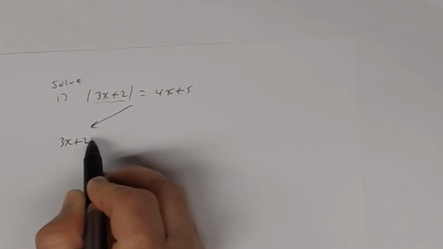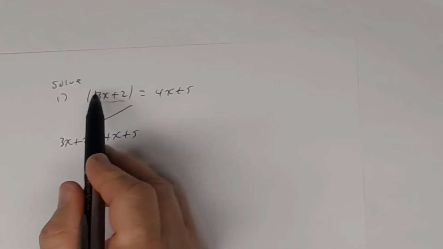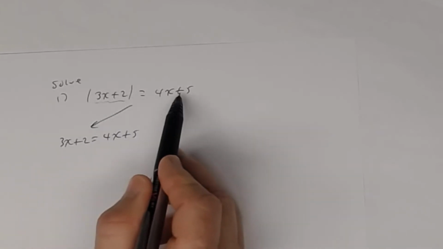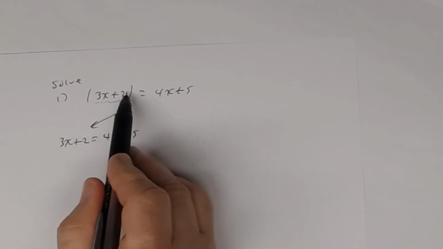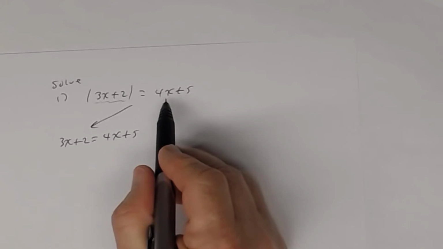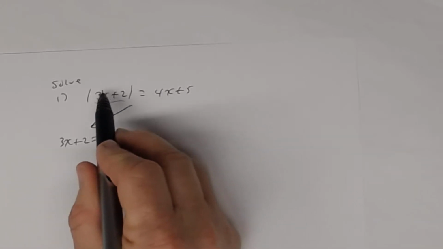In other words, I would have this situation: 3x plus 2 has to equal 4x plus 5. So if this is positive right here, then the absolute value of that would have to equal this. That means this and this have to be equal. Now, let me do it this way: if this is negative, okay?